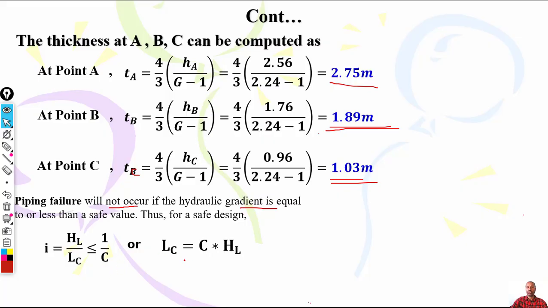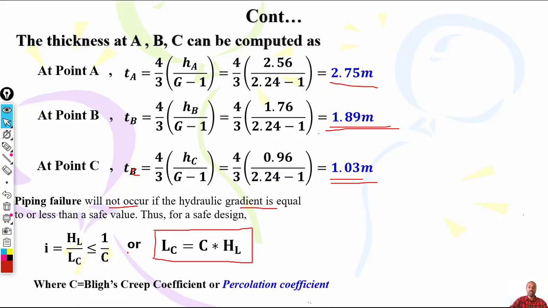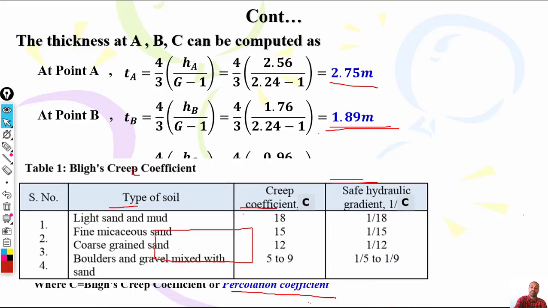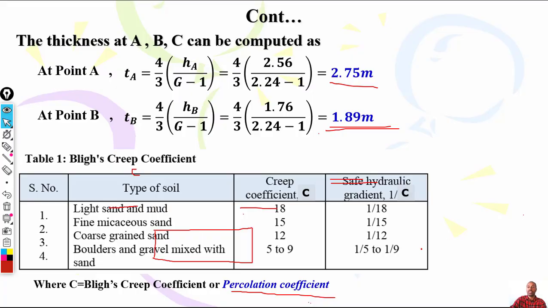So if you crisscross this, you are going to find this is the safe creep length, the seeping of water under the base of the floor of the weir. Here C is Bligh's creep coefficient or percolation coefficient. For light sand and mud you have this creep coefficient, so the safe hydraulic gradient will be 1 over C, and for fine micaceous sand you have this. So these are the safe hydraulic gradients, and we will check with these.